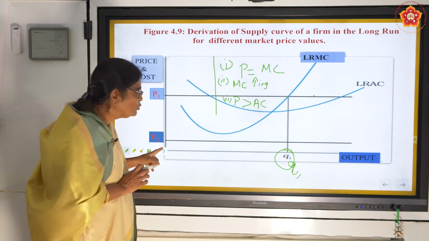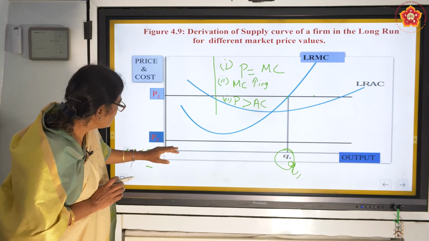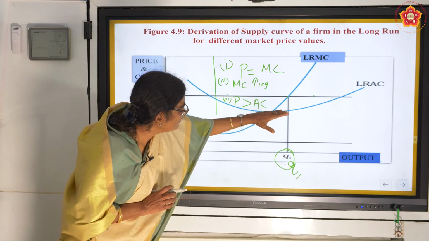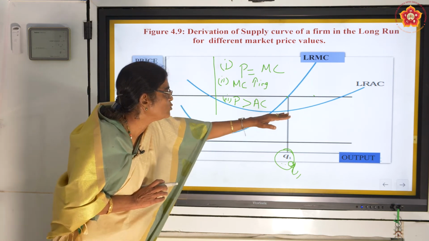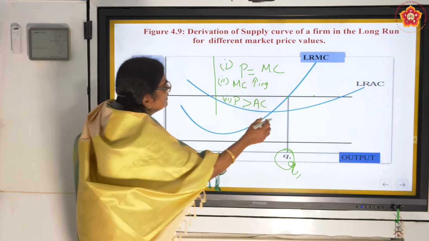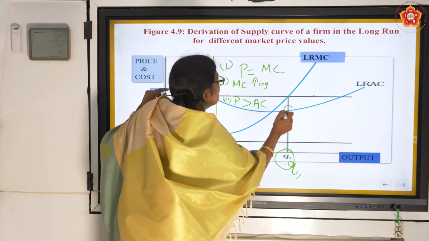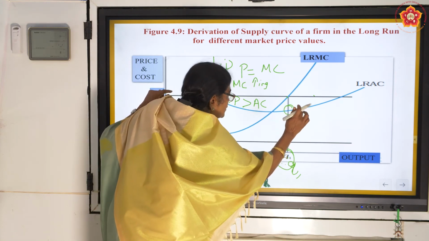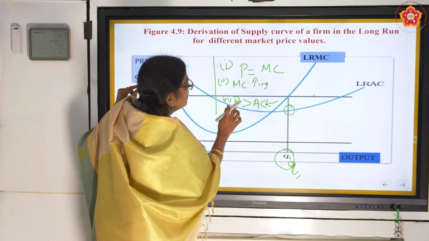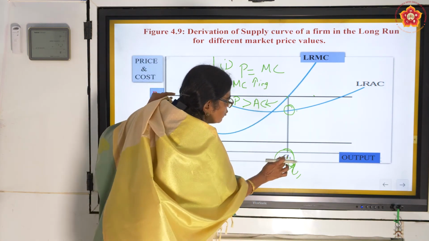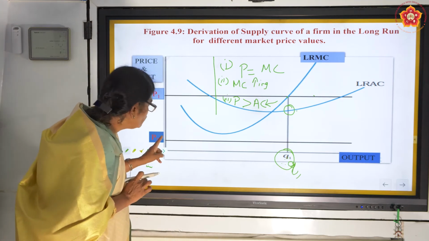What will happen to P2? For P2, you can see that all the way the average cost exceeds the price. Average cost is here. But you can also see that at this level of output, LRAC is below and the price is above. Therefore, this condition is also fulfilled: price greater than LRAC at this output level. But if you take P2, what will happen?